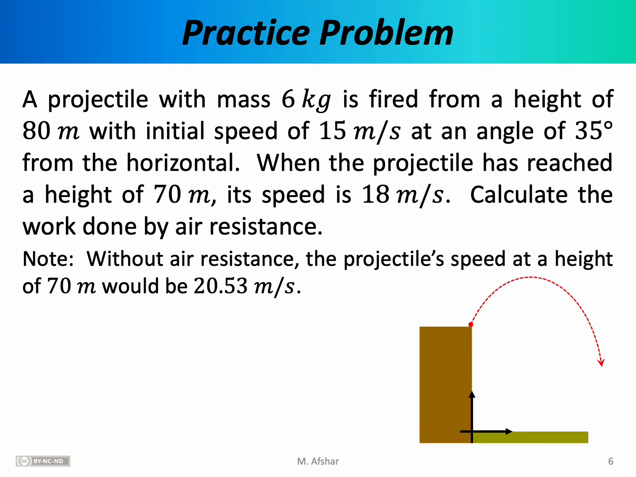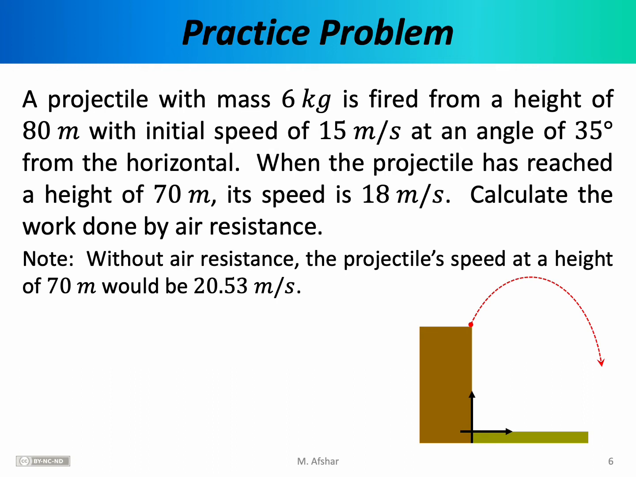Let's do another practice problem involving conservation of energy. This practice problem is quite similar to the practice problem we just solved. However, this time we're going to include air resistance in our calculations. A projectile with a mass of 6 kilograms is fired from a height of 80 meters with initial speed 15 meters per second at an angle of 35 degrees from the horizontal.